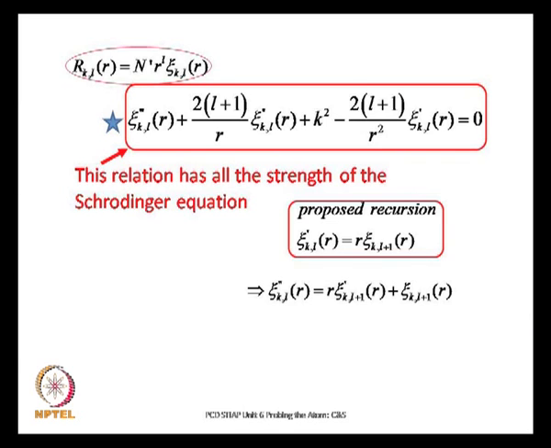So how do you check it out? So you take the second derivative from this. Okay. So the second derivative is r times xi prime plus xi, fair enough.